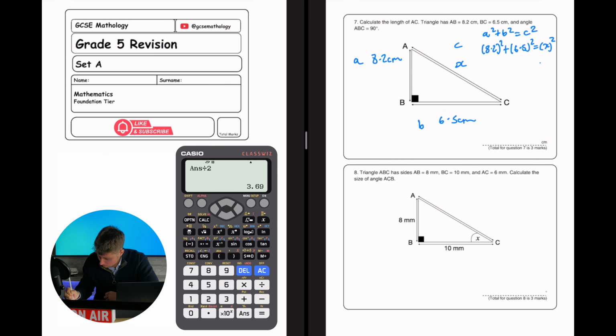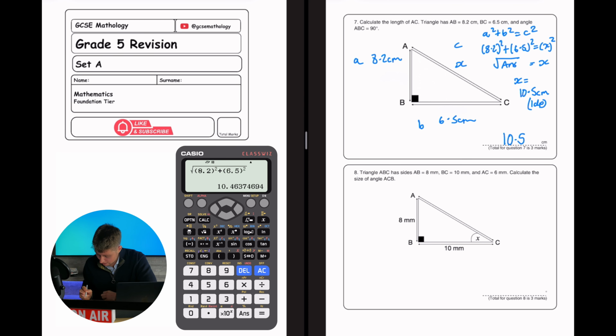So to get x on its own, I can just square root everything above, so square root all of this sum here. So I'm going to do that on the calculator. So we've got the square root of 8.2 all squared plus 6.5 all squared, and this is equal to 10.46 or 10.5 centimeters to 1 decimal place.